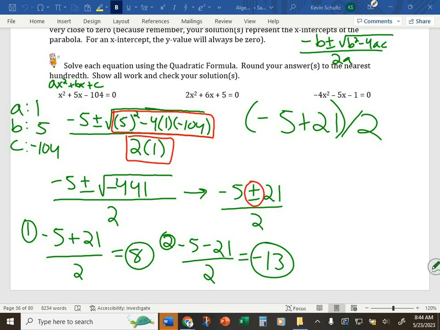And again, just like any other equation, you can check these values pretty easily by going back to your original equation. Does 8 squared plus 5 times 8 minus 104 equal 0? 64 plus 40 is 104. Minus 104 equals 0. Does negative 13 squared plus 5 times negative 13 minus 104 equal 0? Negative 13 squared is positive 169. Minus 65 is 104. Minus 104 equals 0.